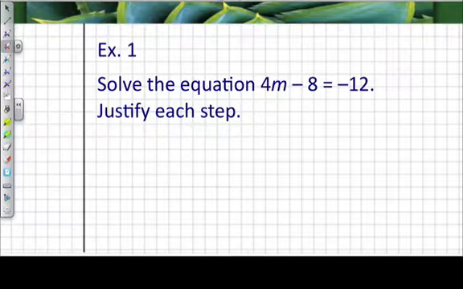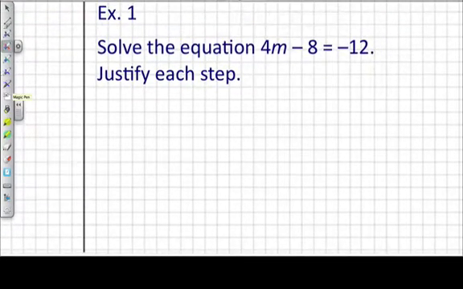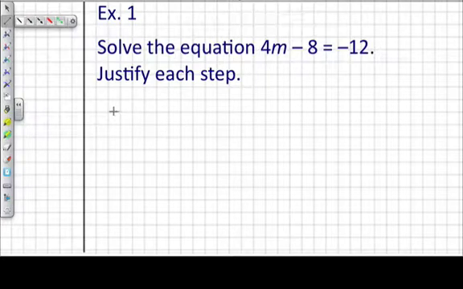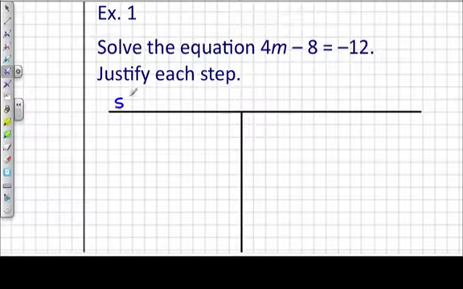Okay, so we're going to do some algebraic proof here. We're going to solve this equation and we're going to justify each step as we go. So when we do this, we're going to start this real formal process already, and we're going to create two columns for ourselves. The left column is going to be statements.